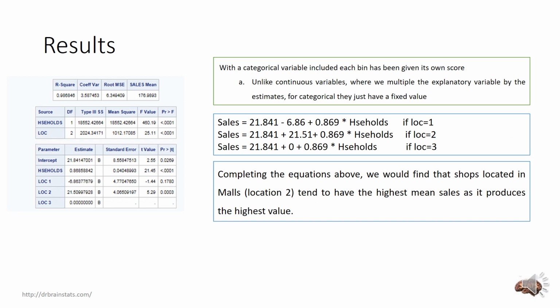Which brings us to our results. With the categorical variable included, each bin has been given its own score. Unlike continuous variables, where we multiply the explanatory variable by the estimates, for categorical variables, they have a fixed value. So these are our equations. Completing the equations above, we'll find that shops located in malls, location 2, enter the highest mean sales as it produces the highest value.